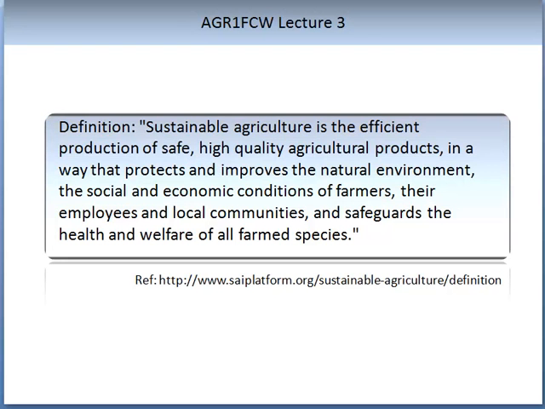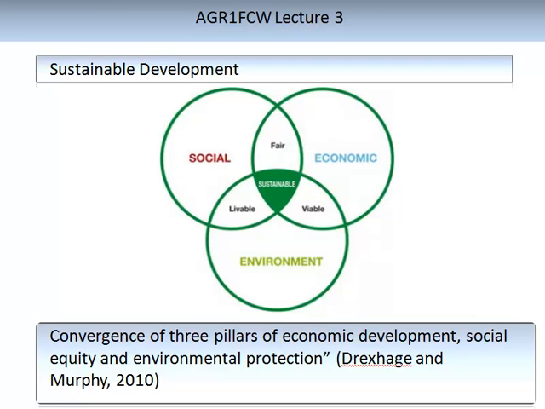Sustainable agriculture can be defined as the efficient production of safe, high-quality agricultural products in a way that protects and improves the natural environment, the social and economic conditions of farmers, their employees, and the local community, and safeguards the health and welfare of all farm species. The following image is a simple way to think about sustainability. As we stated in the previous slides, the definition for sustainability was how the development impacted not only socially but environmentally, and that it must be economically sustainable.